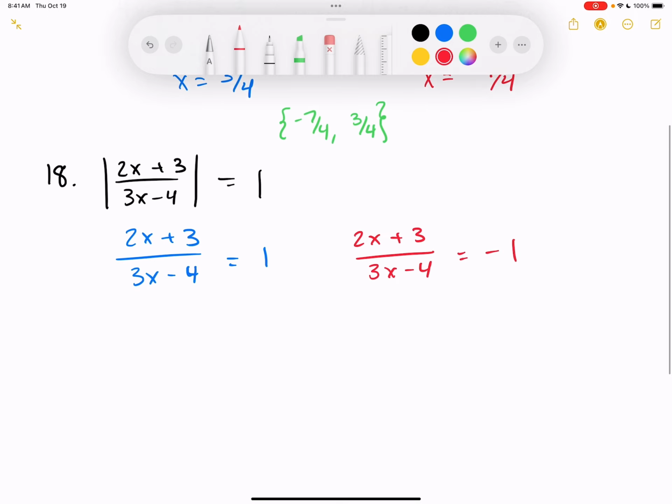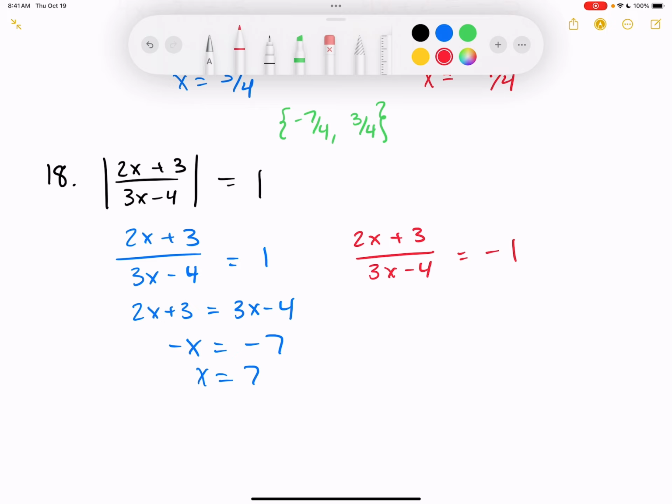So then we multiply this 3x minus 4 by the 1 on this side. So we'll have 2x plus 3 is equal to, since it's just times 1, it's just going to be 3x minus 4. And then now just solve it like a normal equation. So I'm going to move the 3x to the left, 3 to the right. So negative x is equal to negative 7. So x is equal to 7.